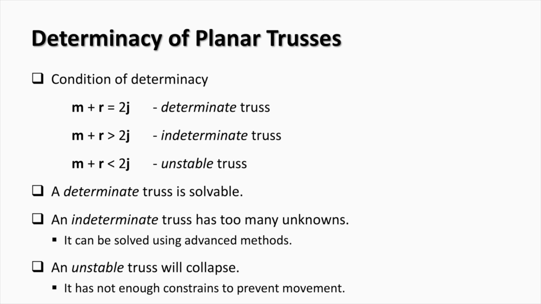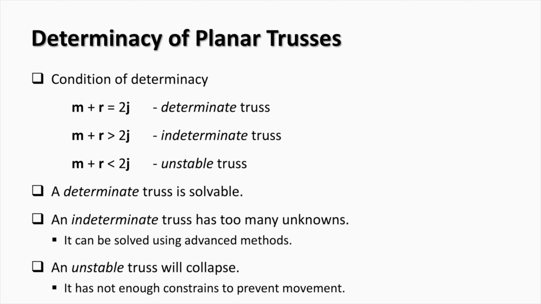When the number of reaction forces and truss members equals twice the number of joints, the truss is considered statically determined or solvable. This means that we can solve it using either the method of joints or the method of sections. When the number of reaction forces and truss members is larger than twice the number of joints, the truss is considered statically indeterminate or not solvable using the methods we discussed.